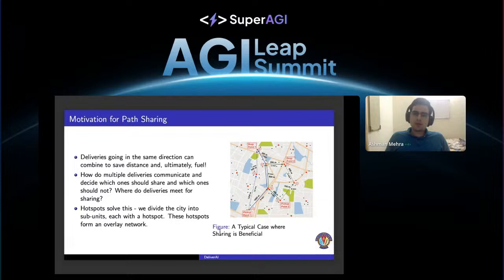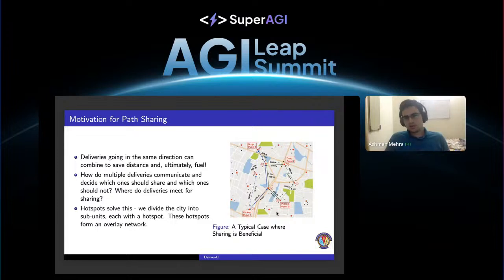And the potential problem that we analyzed with it was that order bundling was mainly done at the source, and they were debundled at the destination, which we felt was quite suboptimal because deliveries can actually be bundled and debundled dynamically throughout their path. For this purpose, we developed this concept of having hotspots or hubs throughout the city where deliveries can reach intermediately and decide whether they want to be bundled with other deliveries.